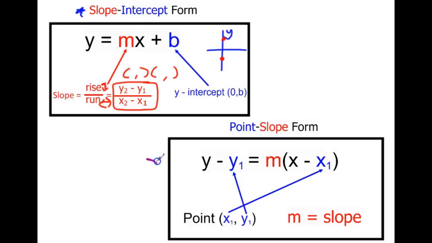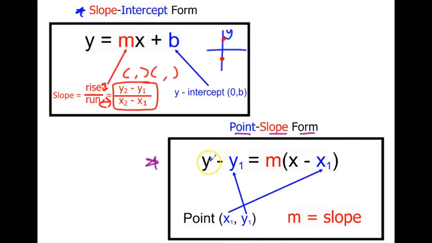Now we are going to be using this new formula. It's called point-slope form. It's called point-slope form because we need a point, x and y, and a slope, m. If we have those two things, we can plug the point and the slope in to this equation.